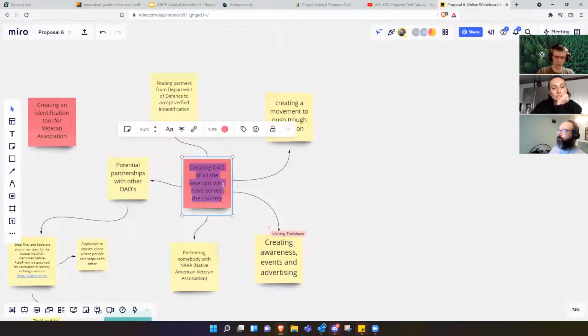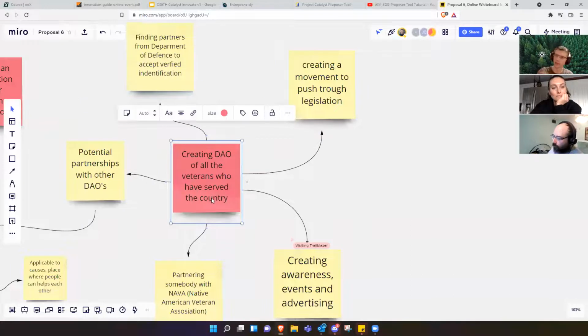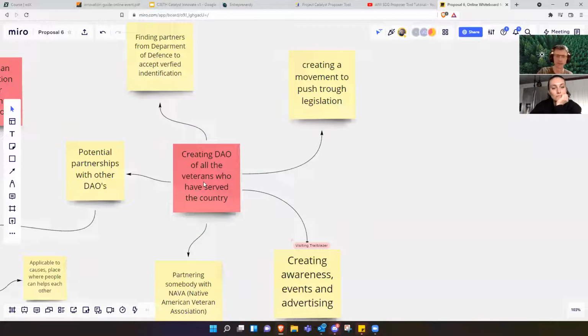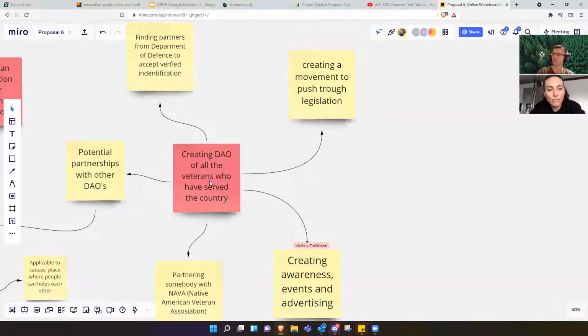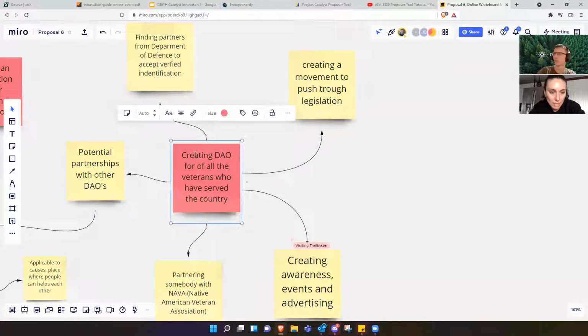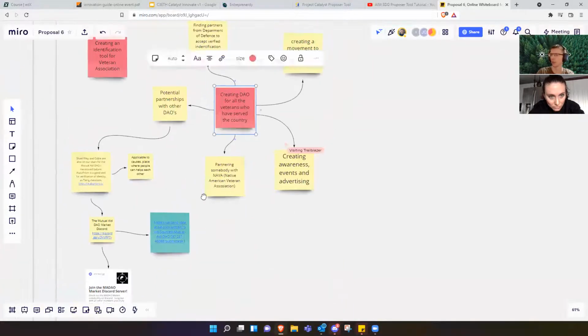Is there a possibility that we can improve the proposal, like this sticky note, the solution wording? And if not, then creating a DAO of all veterans or for all veterans? I would say for all veterans, especially Native Americans. I think it's actually even better if we are focusing.